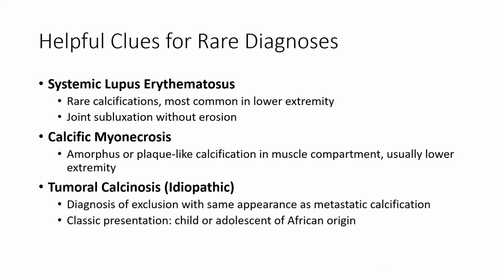Systemic lupus erythematosus: soft tissue calcification, most common in the lower extremity, with joint subluxation without erosion. Calcific myonecrosis: amorphous or plaque-like calcification in the muscle compartment, usually the lower extremity. Tumoral calcinosis: idiopathic, a diagnosis of exclusion, with the same appearance as metastatic calcification; classic presentation is a child or adult of African origin.